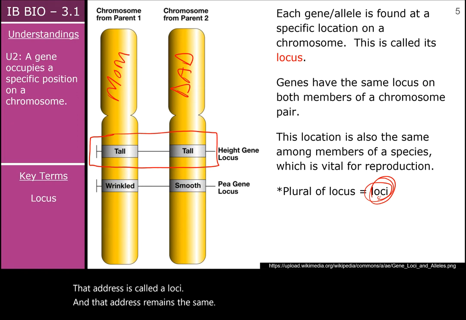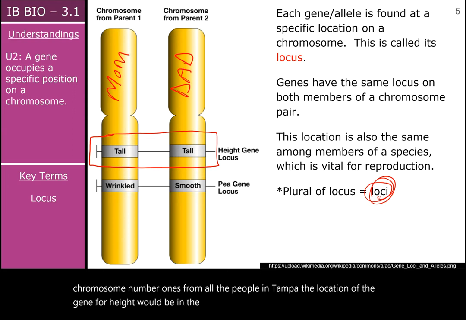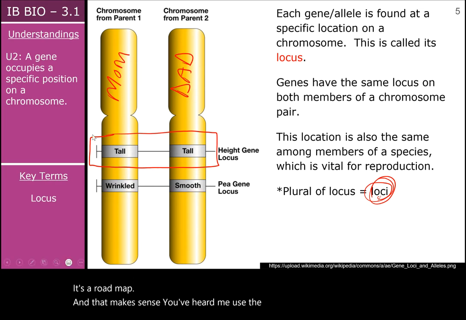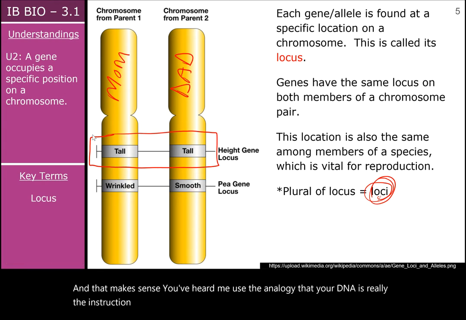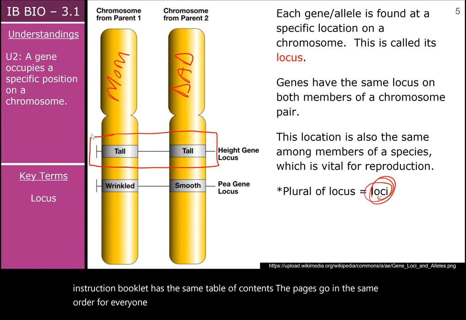So if I collected a million chromosome number ones from all the people in Tampa, the location of the gene for height would be in the same place on all of them. It's a roadmap. And that makes sense. You've heard me use the analogy that your DNA is really the instruction booklet to build you. All that means is that everybody's instruction booklet has the same table of contents. The pages go in the same order for everyone. Each gene has its specific location on its specific chromosome, and that's the same for everybody.